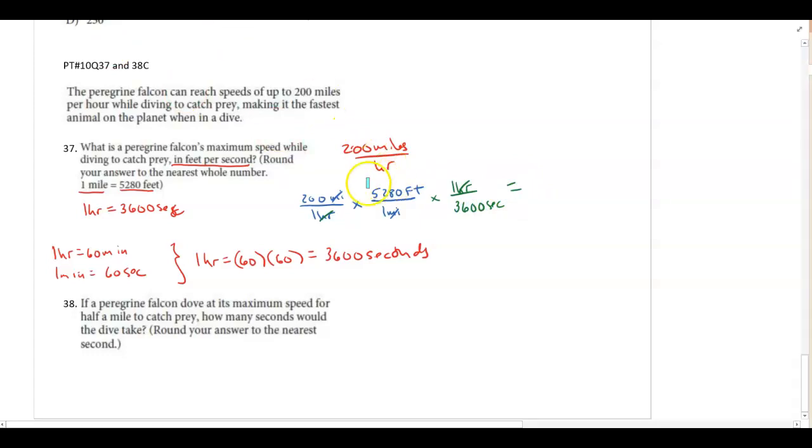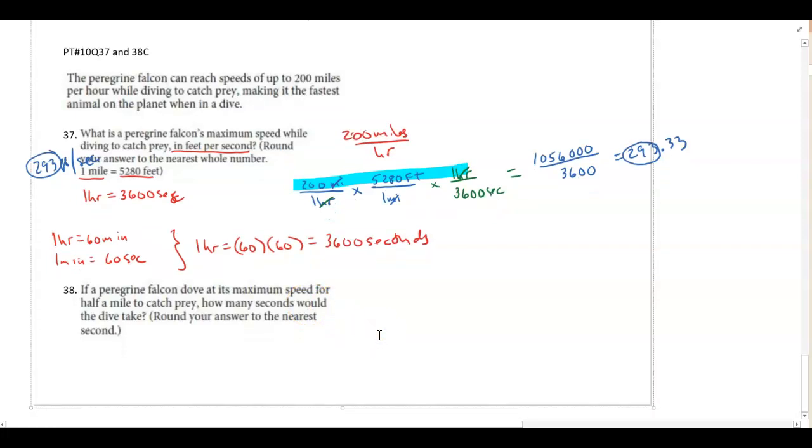Now, when I multiply the numerators, you get 1,056,000 divided by 3,600. When you divide that, you end up getting 293.33. And if we round this to the nearest whole number, that means it would be 293 feet per second. And you only have to put in the 293.